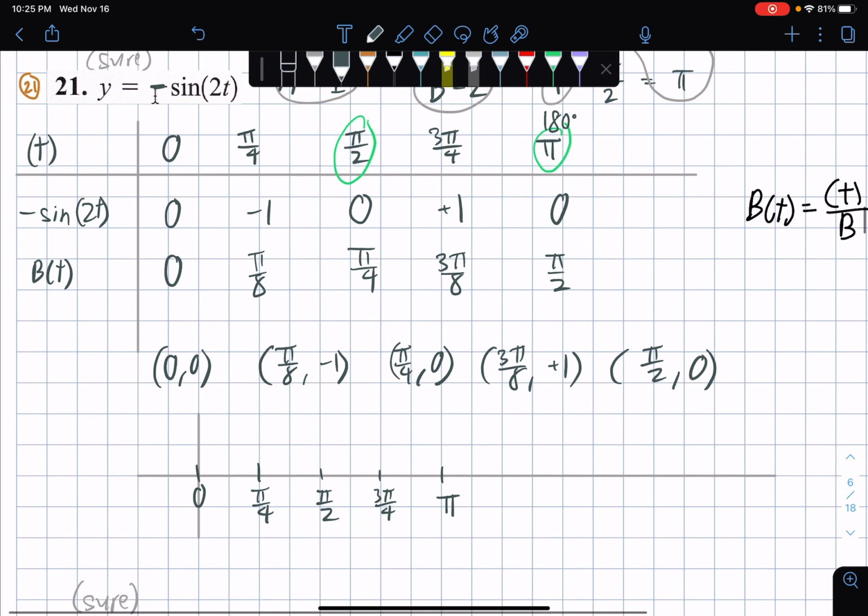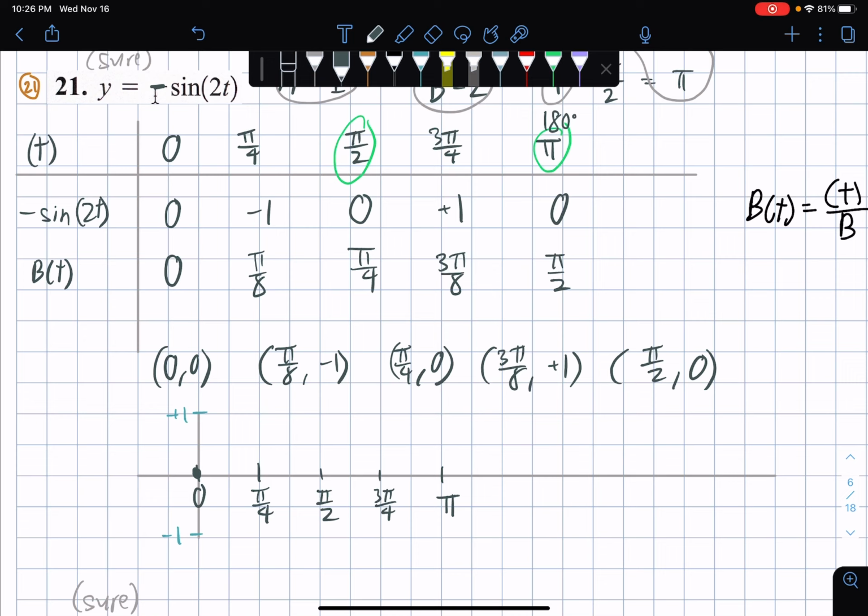Okay, so the amplitude will be +1 and -1. Yeah, that's what we need right now. So 0, 0, pi/8, negative.